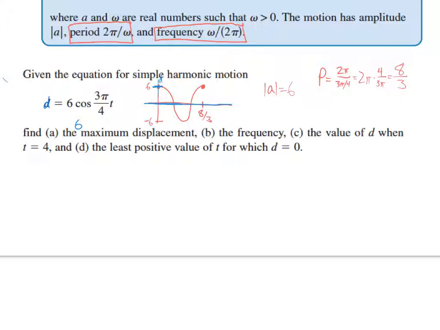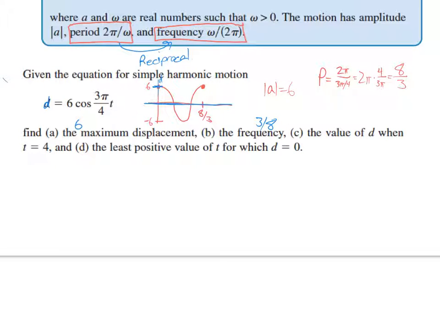Okay. What's the frequency? 3 over 8. Yeah, it's 3 over 8. Notice the frequency is just the reciprocal of the period. So it would be 3 over 8. Okay? And then the value of d when t equals 4.